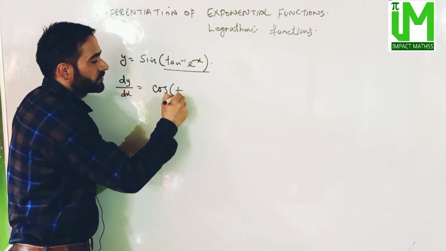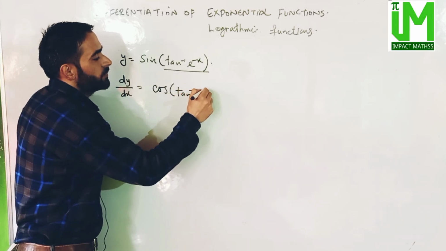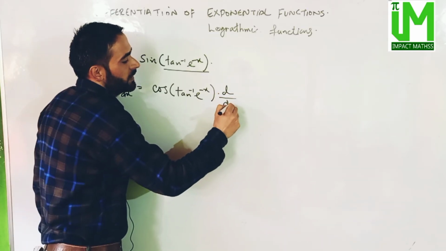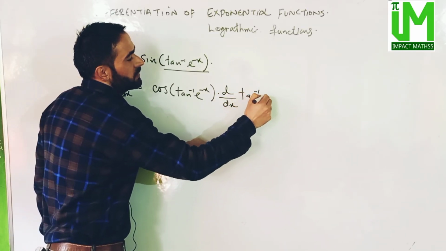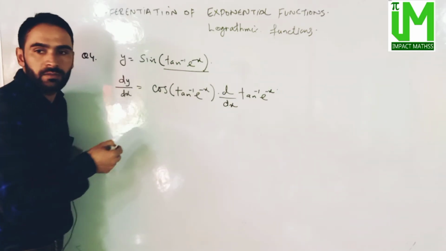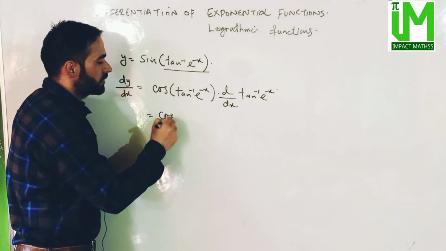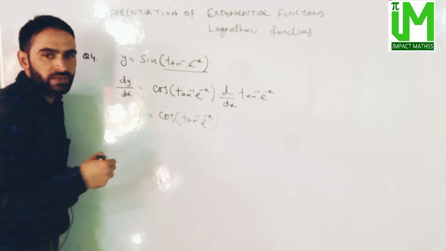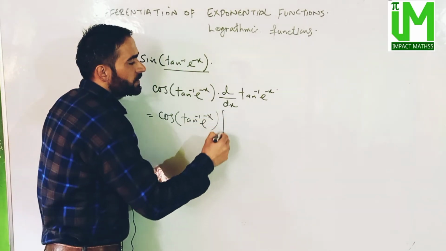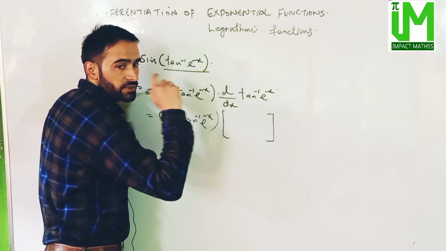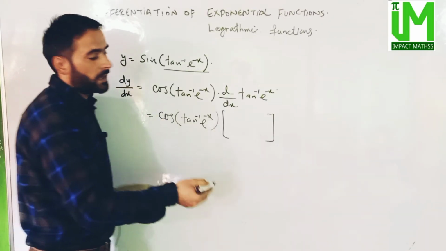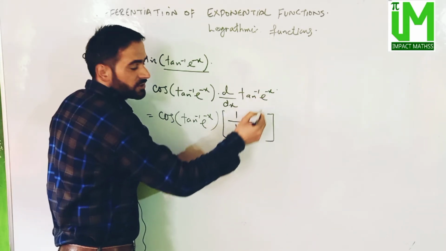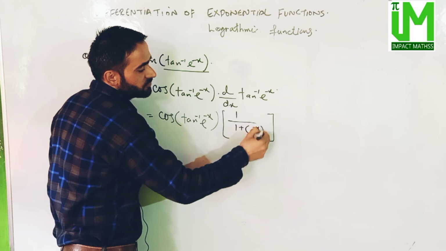What is x here? tan inverse e raised to power minus x. So the internal differentiation is d by dx of tan inverse e raised to power minus x. Then it will be cos of tan inverse e raised to power minus x, into the differentiation of tan inverse x. What is the differentiation of tan inverse x? 1 divided by 1 plus x square. But what is x here? e raised to power minus x, whole square.